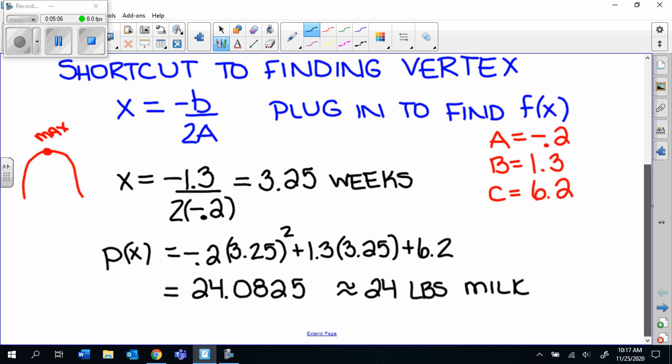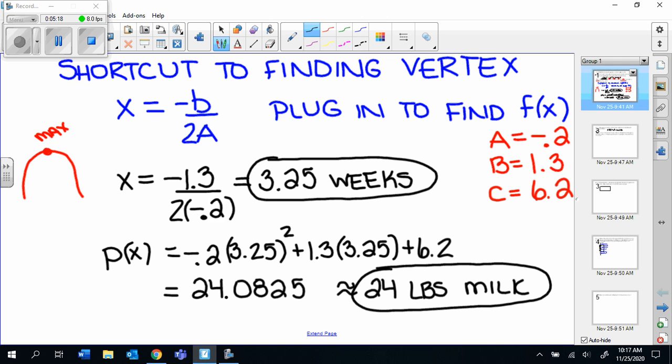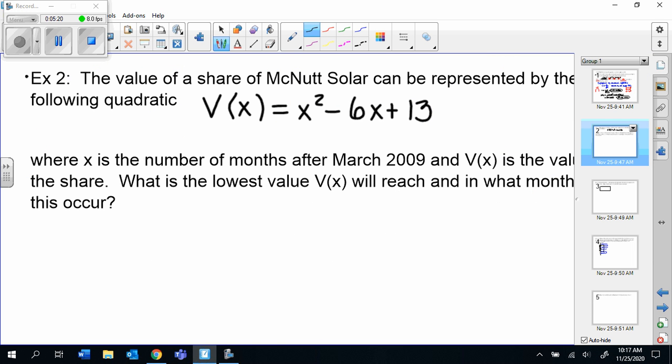So do you have to write this as a coordinate? No, you just need to know the weeks. You just need to answer the question and the pounds. Let's do it again to make sure you've got it. This is, again, the type that you need to really concentrate on. I put it on the test. I chose one of these for the final exam as well.